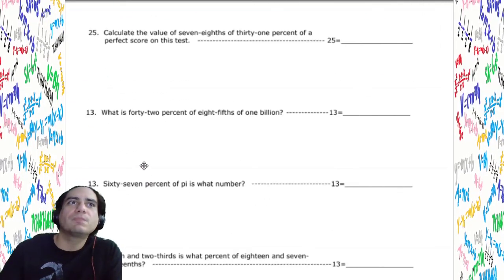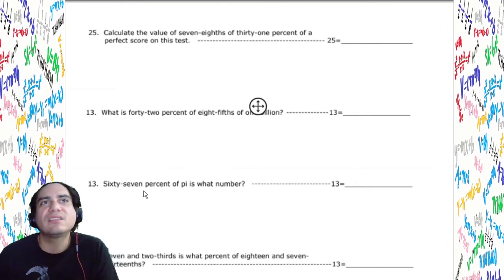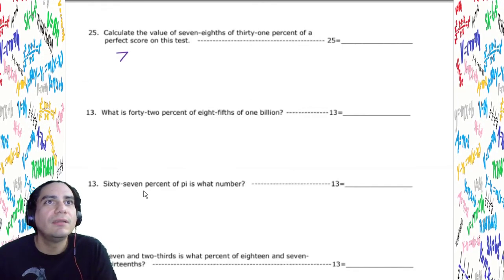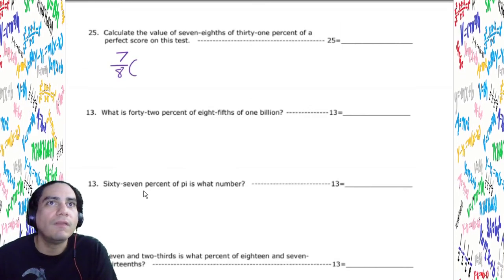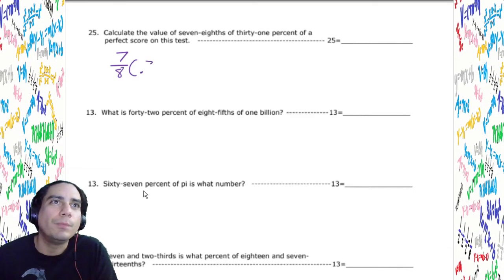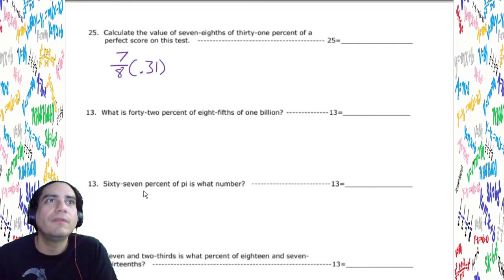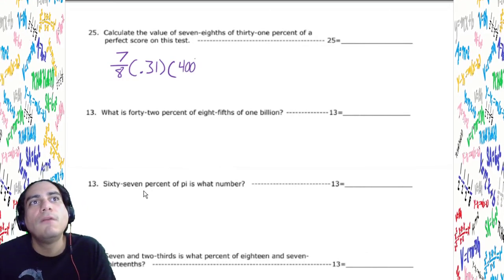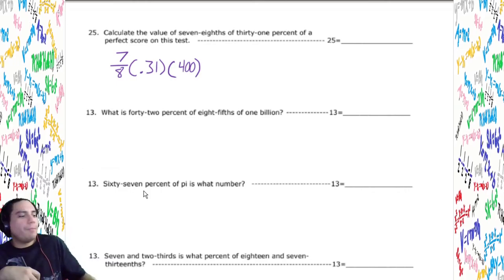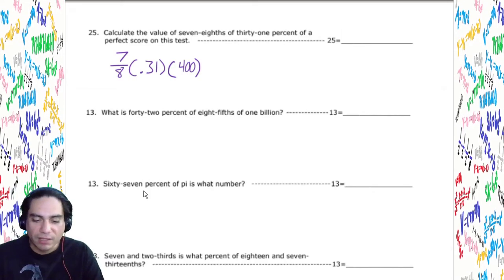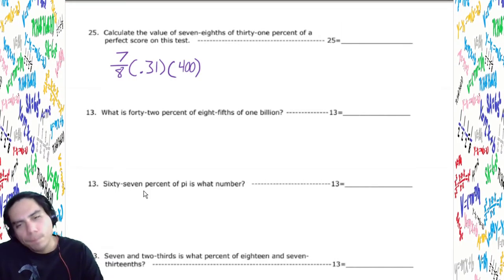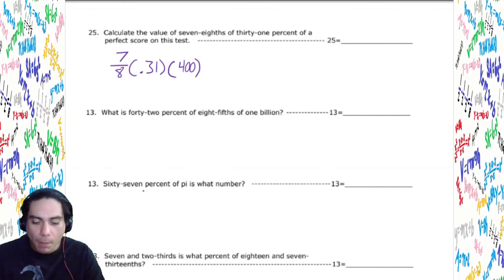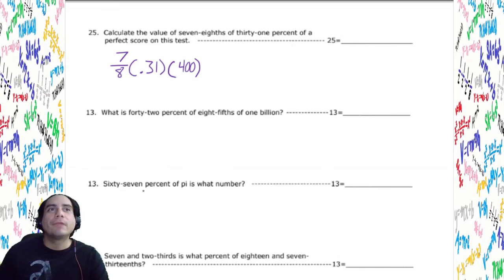Anyways, next problem. Calculate the value of 7/8 of, okay, so this looks good already. So we got 7/8 of 31%. Let's go ahead and do 0.31 of a perfect score on the test, which is a 400. All right, this is an easy problem, man. We got 7 enter, 8 divide, or 0.7.8. Multiply by that 0.31, multiply by that 400, and guess what?